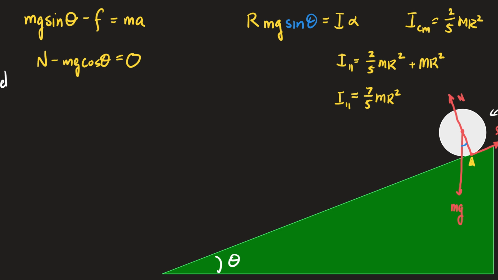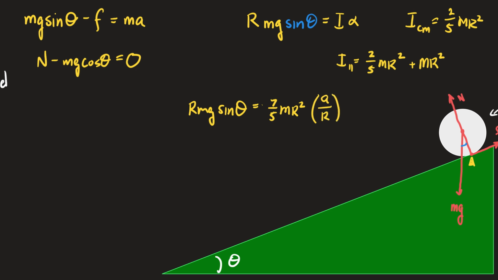All right, so we're gonna pull it all together. So r mg sine theta equals all of that. And I think because it's rolling, I can go ahead and make this substitution. Right? Rolling guarantees that that substitution can be made. I don't even have to question it.